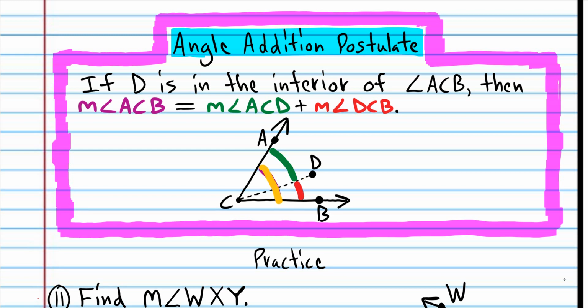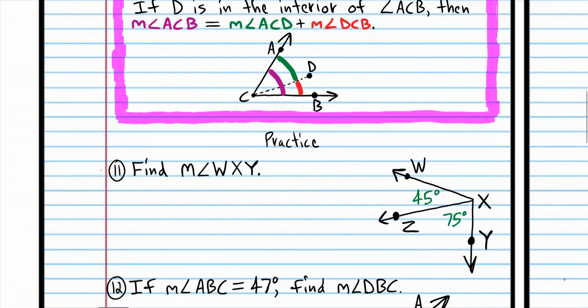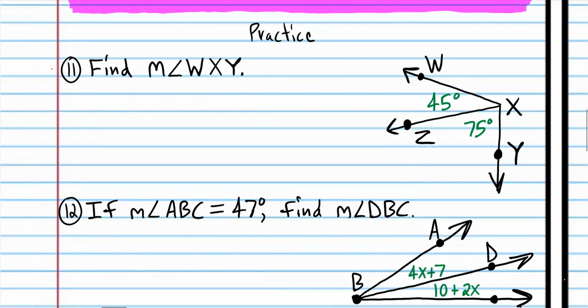This angle measure looks like it's about maybe 60 degrees, maybe 65 degrees. This angle here, 65 degrees, is equal to this angle, which looks about 40 degrees, plus this angle, which is maybe about 25 degrees. I don't know if that's the actual angle measure, but you get the point. It's a very simple idea. It's so simple that it's called a postulate. We just accept it to be true. And the letter representation is up here. So again, these are just very basic ideas. Now let's do some practice.